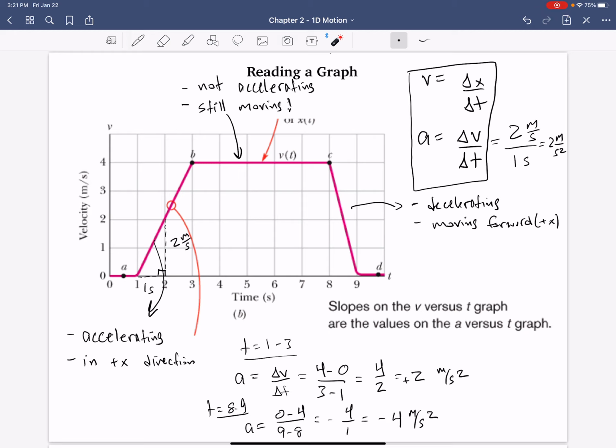Okay? So overall, from points A to D, this particle is going from a stop and then speeding up at some rate, and then moving at a constant speed for 5 seconds, and then quickly decelerating back down to a stop.